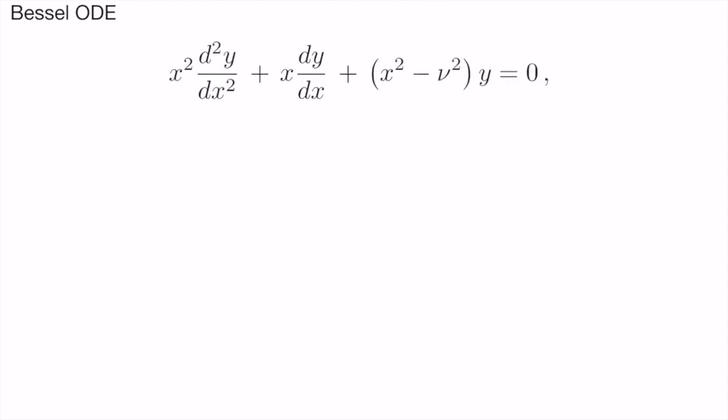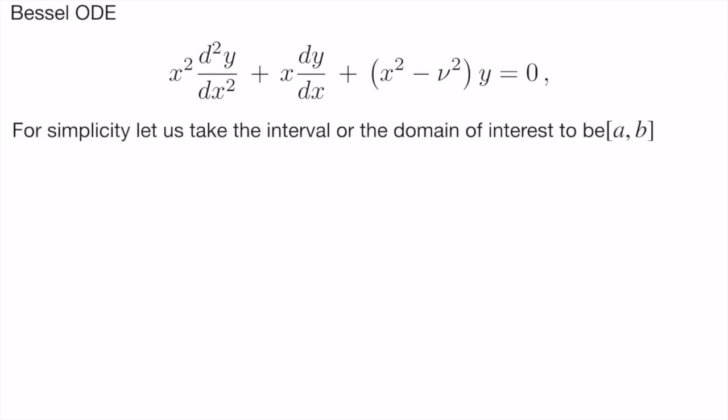A closely related concept is Fourier-Bessel series. We have been discussing the Bessel function as an orthogonal function. Let's start with the Bessel ODE, which you are all familiar with now, and it is written here. And then for simplicity, let's take the interval in which we are interested in the solution to be a to b.